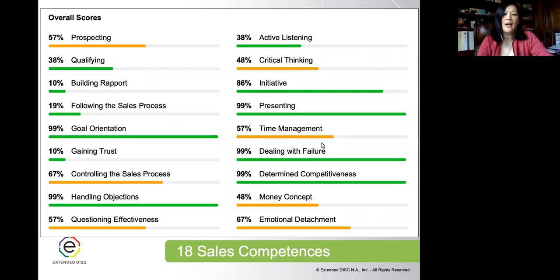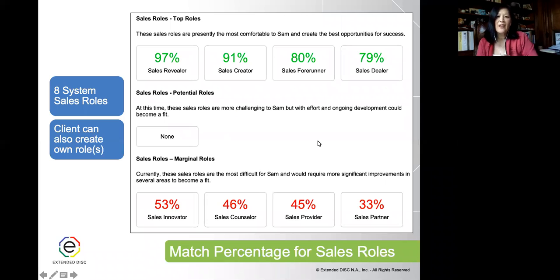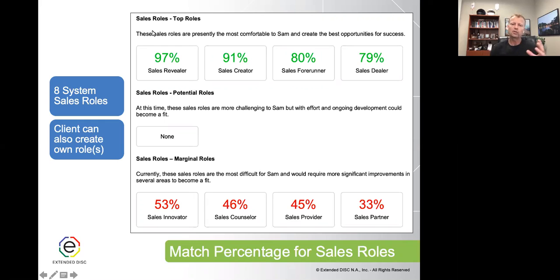Another one we wanted to highlight today was the sales roles. And what's great about it is it actually pulls out the top roles for you, right? That's right, Christina, because if you think of those 18 competencies, which is, like you said, just one part of the report, it might be difficult to say, well, ideally, of course, I want high scores on everything.